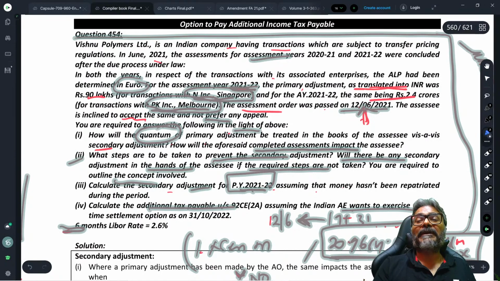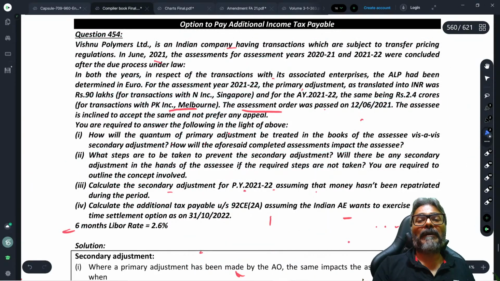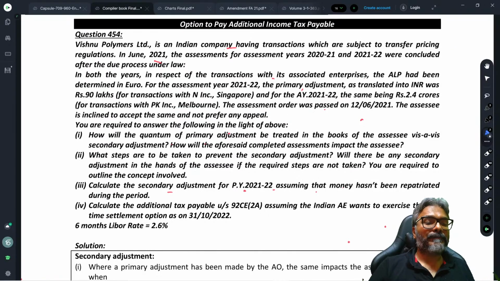But what if, students, it is the CUP method? Will you apply the multi-year data concept or not? And the answer is no. For the CUP method, only the current year data would be applied. I hope that all of you are clear with this one.